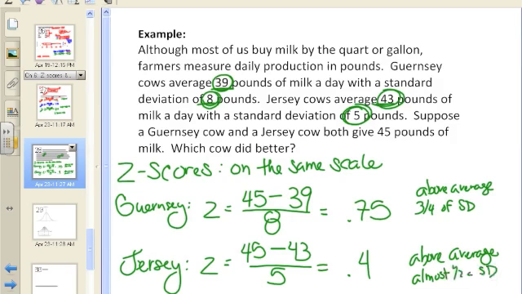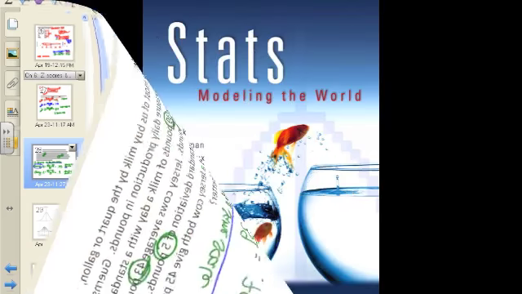So who did better? Well, certainly the one who did more above average would be the more successful or more surprising. So it looks like our Guernsey cow actually did better because she did more above average work. All right, so that's the basics of z-scores. Calculate, get things on the same scale to help us compare.